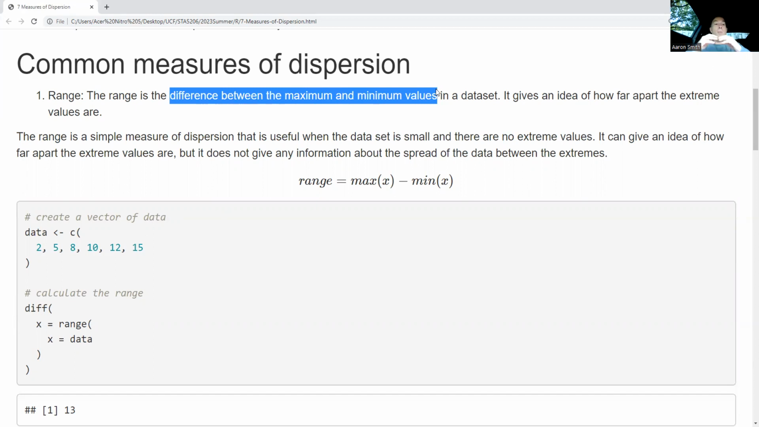The range is a simple measure of dispersion that is useful when the data set is small and there are no other extreme values. It can give us an idea of how far apart the extreme values are, but it does not give any information about the spread of the data between the extremes. I personally use this mainly when somebody's presenting results to me and they give the maximum and minimum. Then I just subtract the maximum and minimum, and that gives me an idea of how spread out the data is.